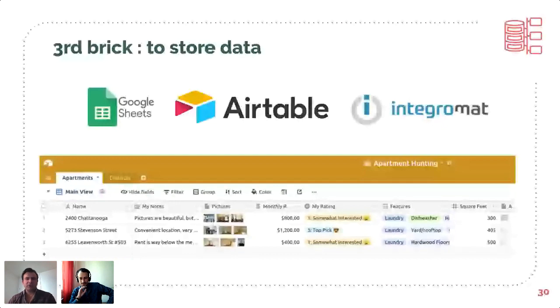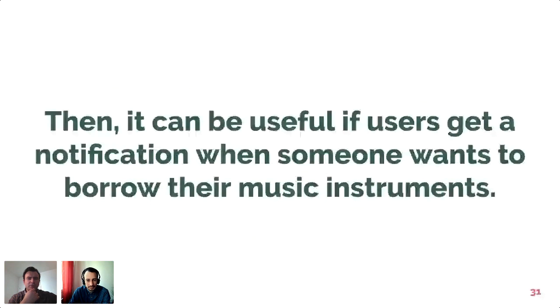Integromat, that's an alternative that is quite powerful, so that you can send your data where you want. You have to test it. Then it can be useful if users get a notification when someone wants to borrow their music instruments. Hey, Charlie, someone wants to borrow your drums.